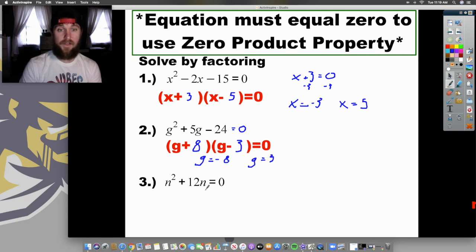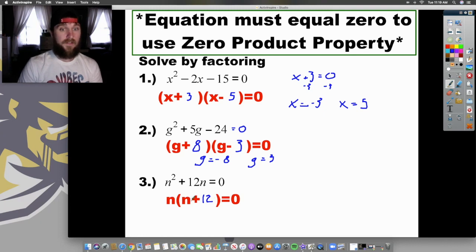Last one, you might notice that there is no c value. There's no number in that trinomial. It's actually just a binomial. But the other thing we should notice is they do have an n in common. So we're actually going to factor that part out first and then see if there's more stuff we need to do. If we take the n out of n squared, we're left with an n. If we take the n out of the 12n, we're left with a 12.